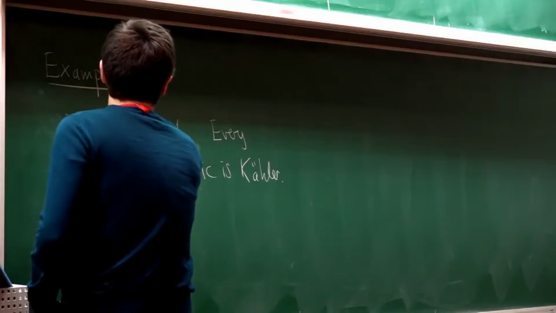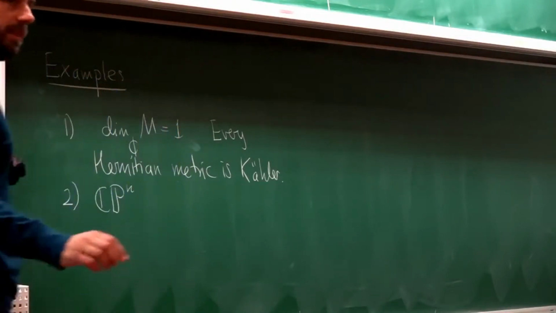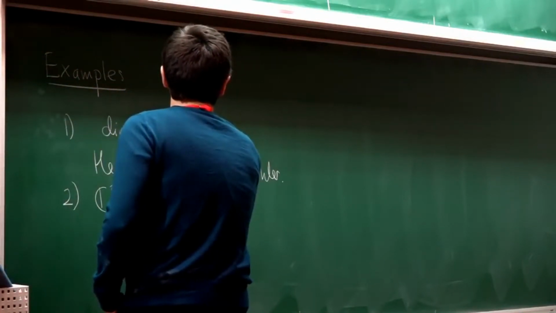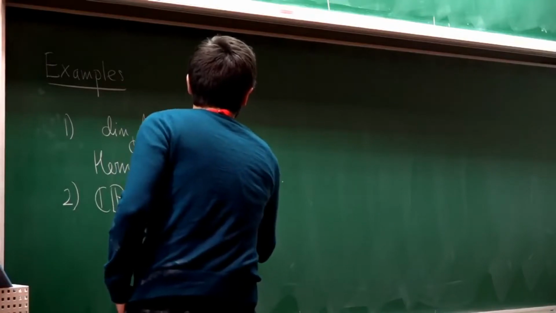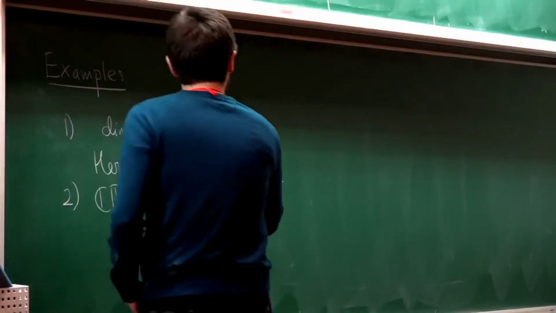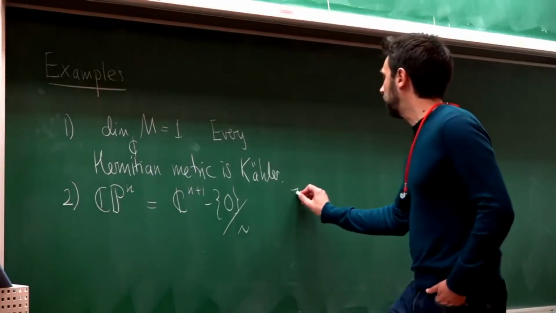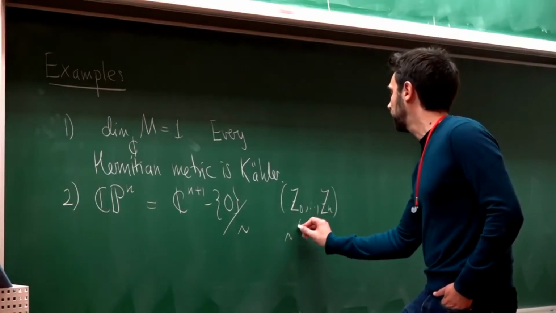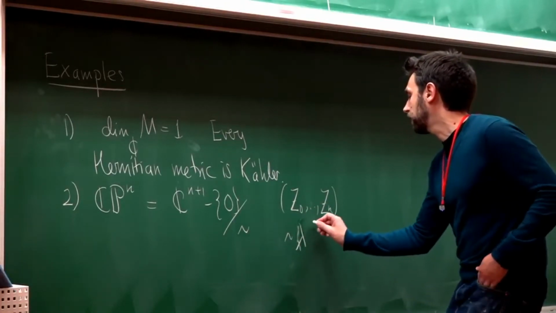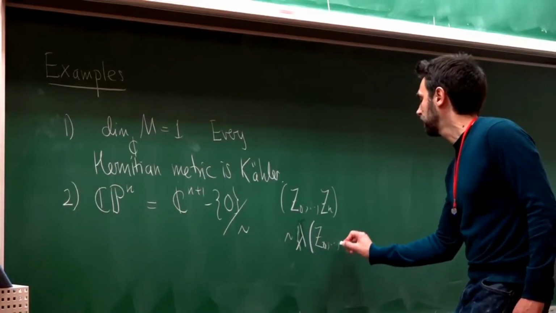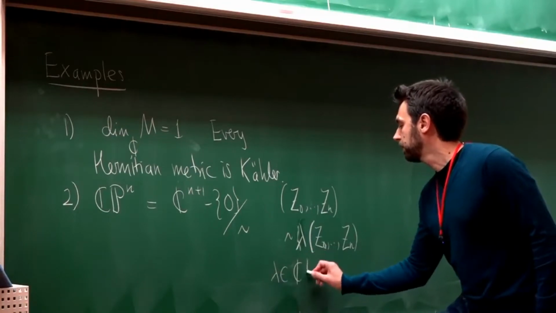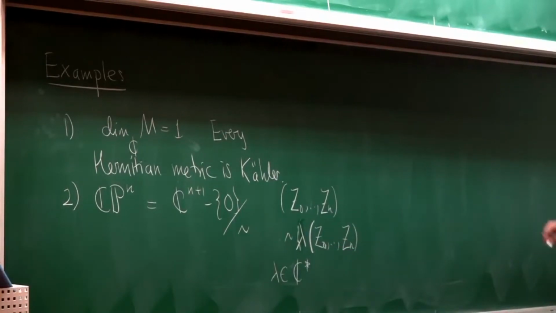Second, CP^n is a standard example. So let me write CP^n, or simply P^n, is another example of a Kähler manifold. You take C^(n+1), take away the origin, and then you quotient out by saying that (Z_0, ..., Z_n) is equivalent to, say, λ times (Z_0, ..., Z_n), where λ is a non-zero complex number. And we're going to see CP^n rather a lot.